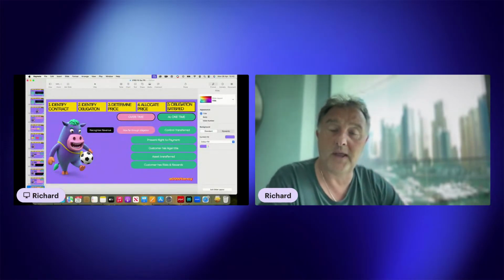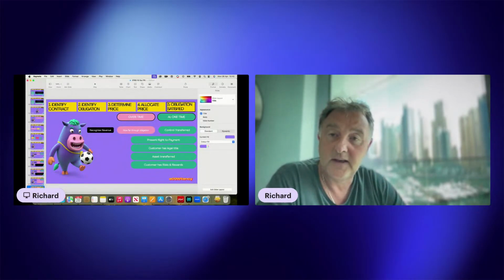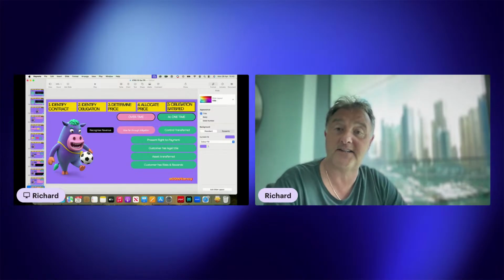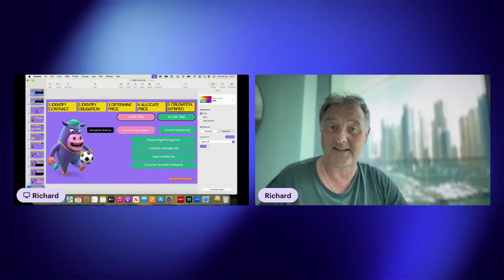To recap it all then, what we had was a contract. We had to identify the contract, and if you remember, when we identified the contract, everyone needs to know their rights, everyone needs to agree, even if it's just by the way you act, and the consideration needs to be probable.